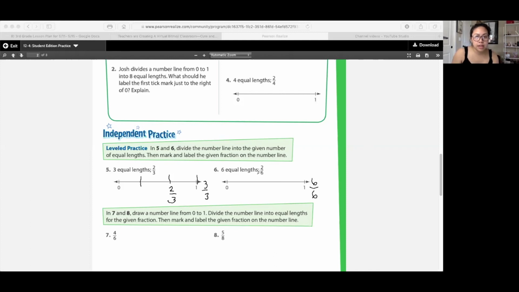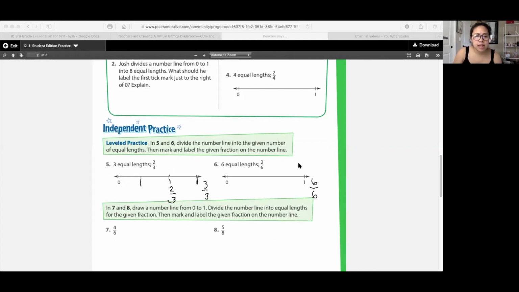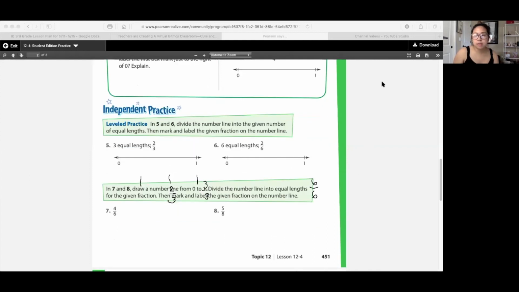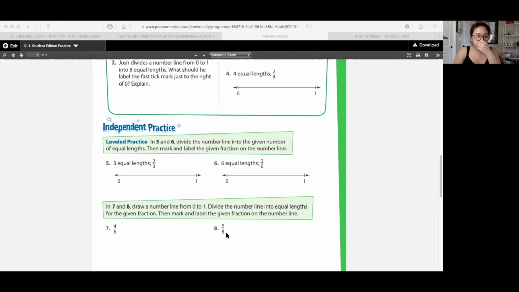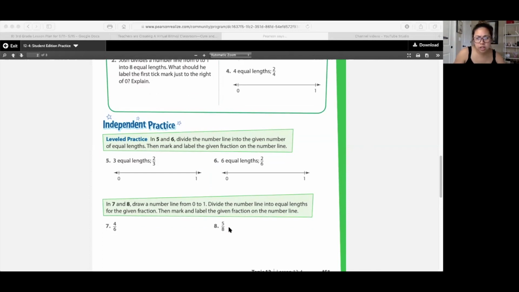Okay, number 7. In 7 and 8, draw a number line. Let me go ahead and clear this. So if you need to pause my video, pause this. I'm going to go ahead and go to 7 and 8. In 7 and 8, draw a number line from 0 to 1. Divide the number line into equal lengths for the given fraction. Then mark and label the given fraction on the number line.